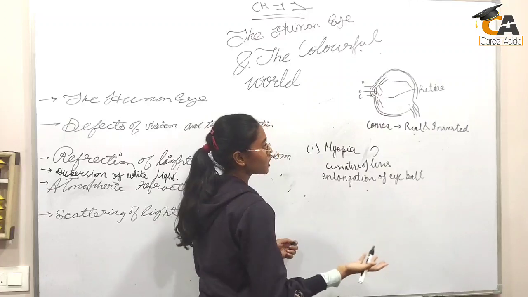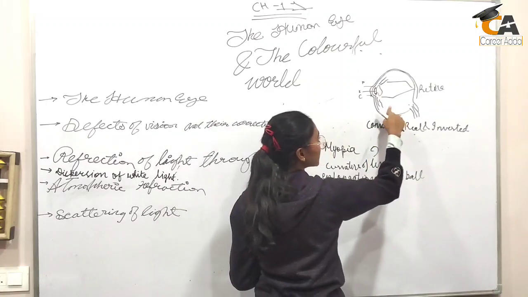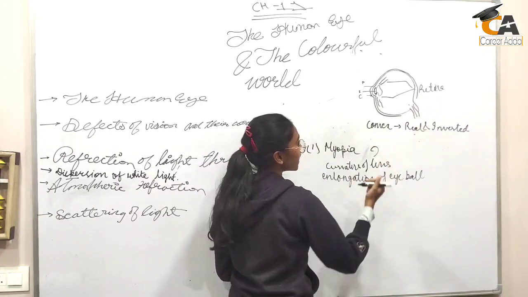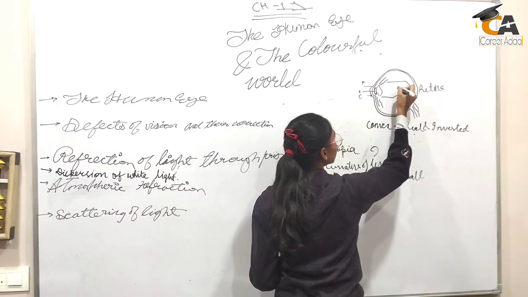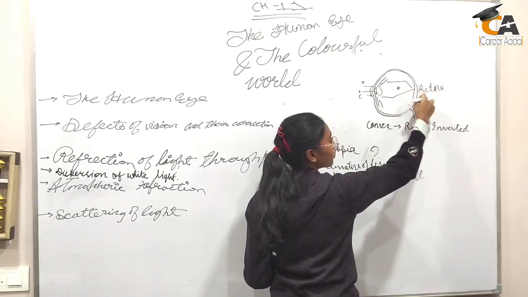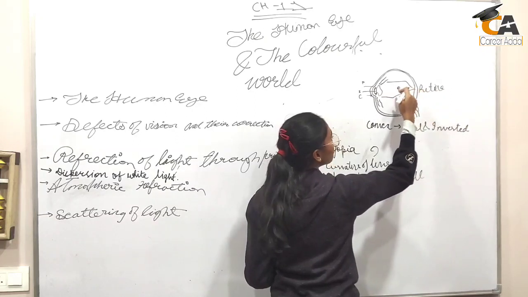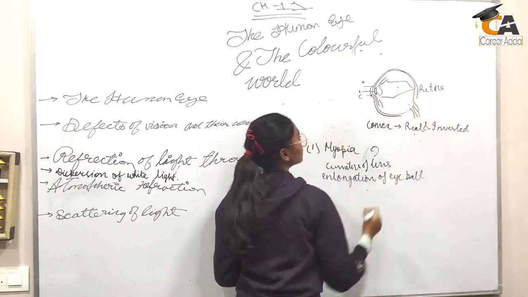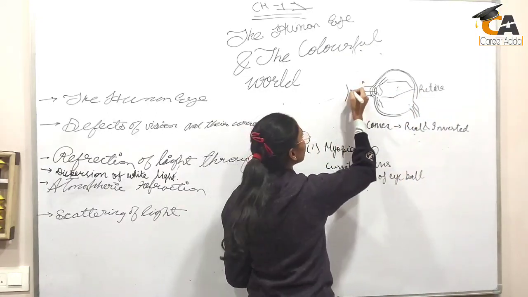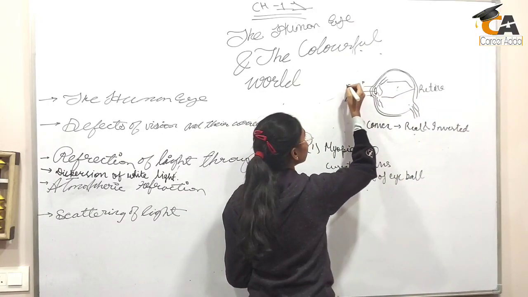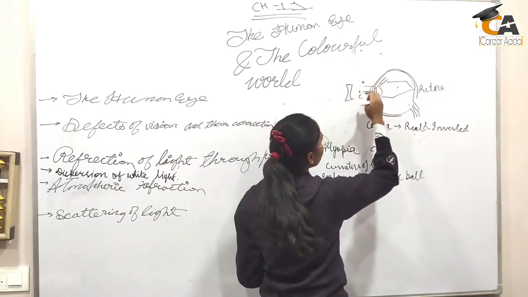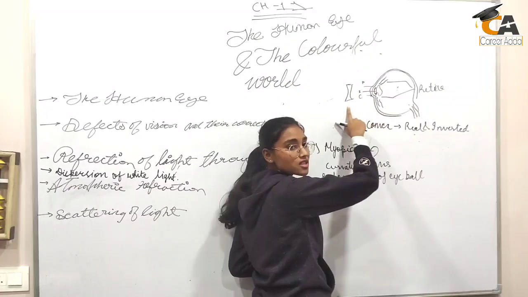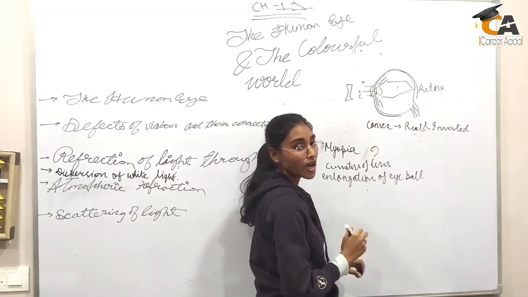Now what happens in the myopic eye? Let us suppose this is our eye, and in a normal eye the image forms on the retina, but in a myopic eye, the image will form somewhat here, before the retina. To correct it, we place a concave lens. A concave lens is placed so that it first diverges the rays, and then the image forms on the retina. So a concave lens is used for the correction of a myopic eye.